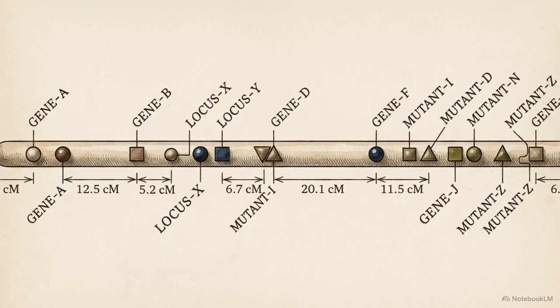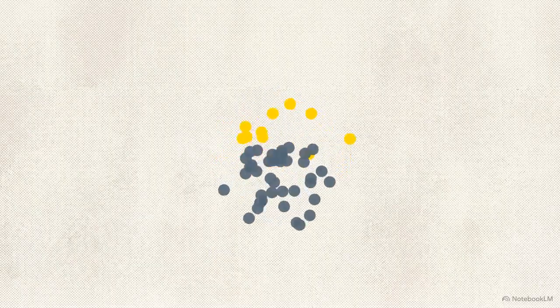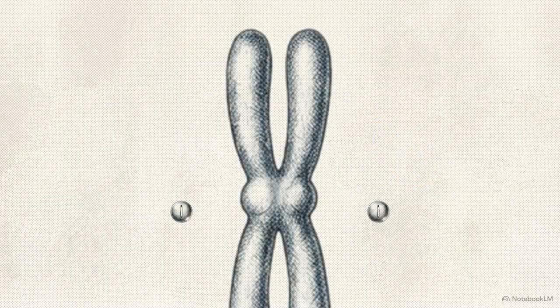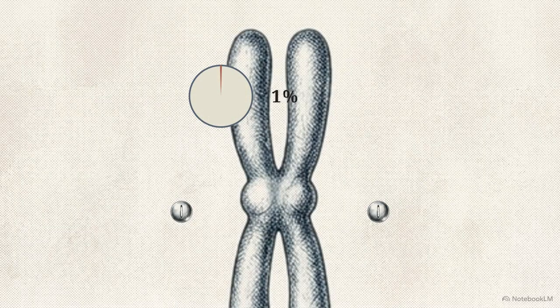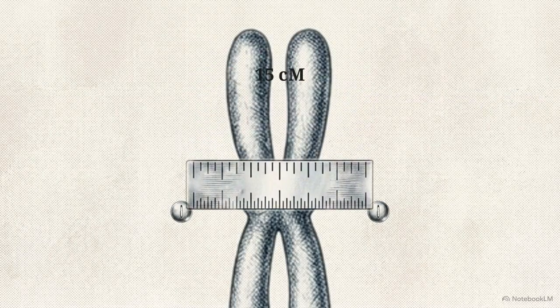Because crossing over breaks these links, we use recombination frequency as a direct proxy to calculate the physical distance between genes on a chromosome. To calculate that distance, we use the recombination frequency formula. It is the number of recombinant offspring divided by the total number of offspring multiplied by 100. This percentage translates directly into map units. A 1% recombination frequency equals 1 centimorgan. So, if 2 genes show 15% recombination, they are 15 map units apart.